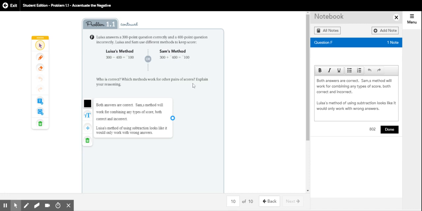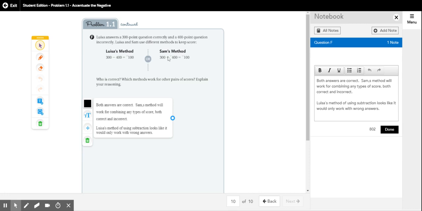Now, explain your reasoning as to why a certain method might work with another pair of scores and maybe the other one does not. Here, Luisa's method works only if we're losing points. If we're using subtraction, that means that no matter what number this is, well, technically we're going to find out later, let's say they got a question wrong and then we had to invalidate it. That would be subtracting away a negative number, but we're going to get to that later. Right now, our students' understanding is that if we're going to subtract a number, that means we're losing points. So Luisa's method here appears to only work when we're losing points.